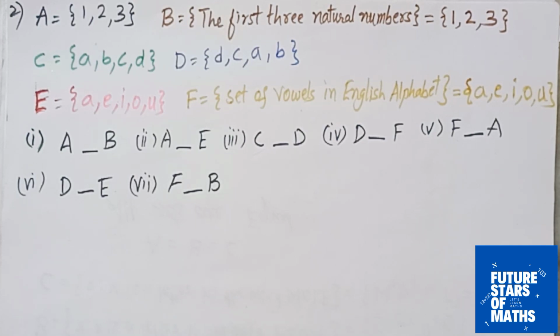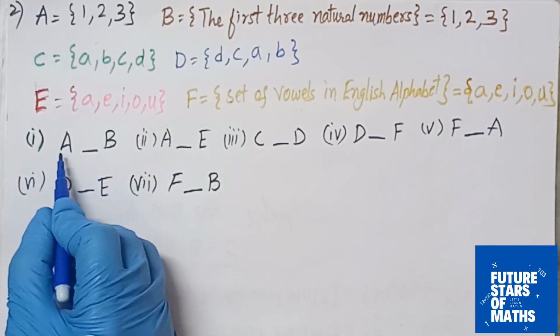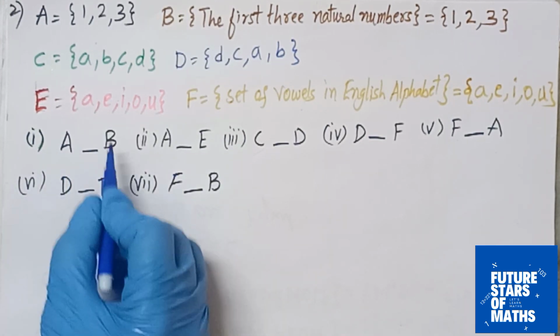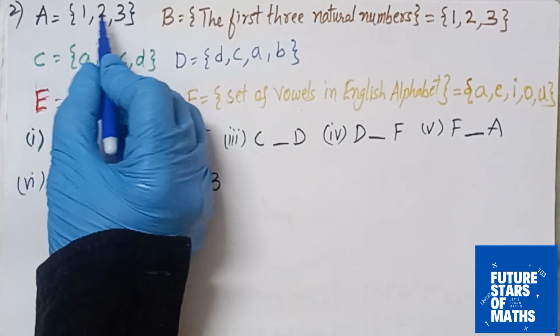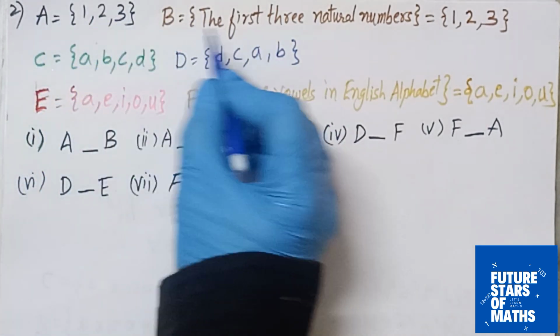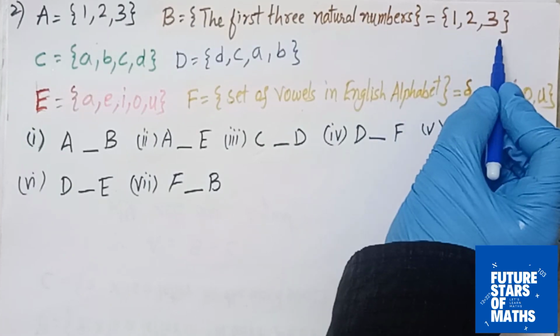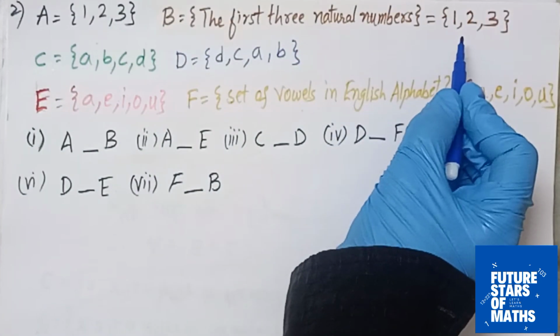Now what we have to do? We have to check whether the given sets are equal or not. Here it is given A and here B. So what is in A? How many elements are there? 3. In B, how many are there? 3. Are the elements the same?